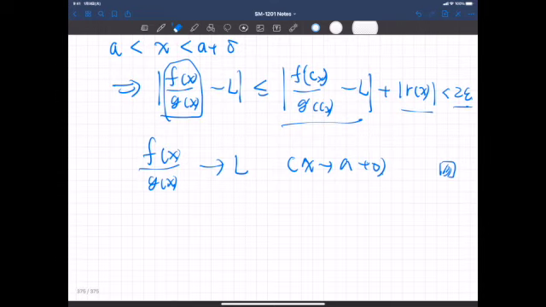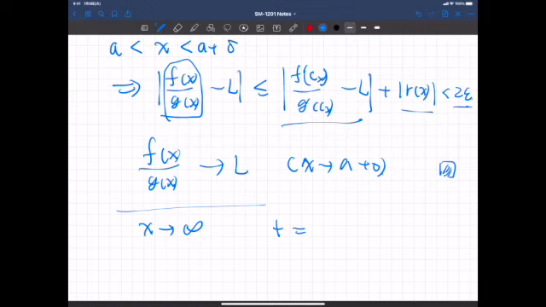And I will skip the proof for the case where we take the limit of x going to infinity or negative infinity. In that case, if we just replace the variable, like t equal to 1 over x, then the proof should be reduced to the previous cases where the limit is taken to 0.